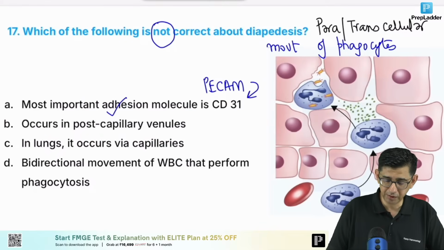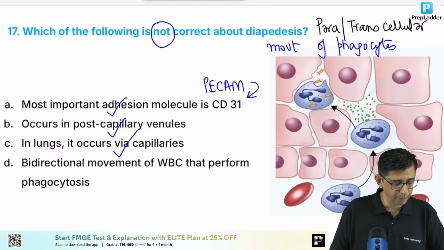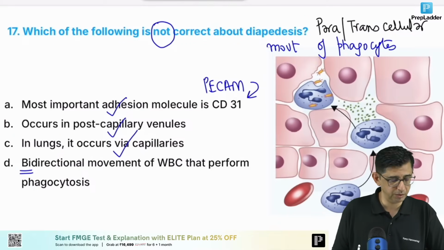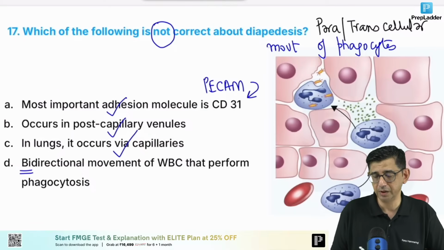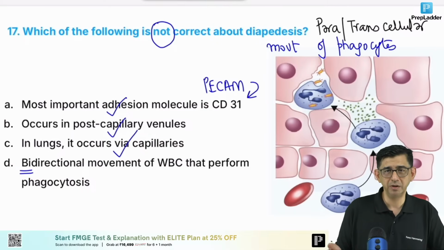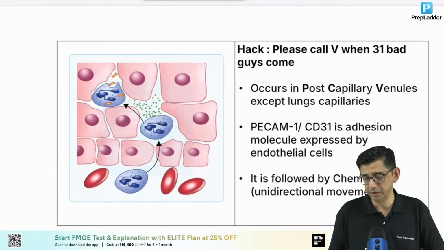So three statements are fact-based statements for this, but it is not a bi-directional movement. It is a unidirectional movement, and only one thing will happen. Either the security system will die or the bad guys will die. But it's not that the cell is going to come back into the blood vessel. So the word that has to be picked up here is, simple English, bidirectional movement of white blood cells. It's not bidirectional. I mean, the security system cell is not going to be able to come back into the blood vessel once again. The correct answer for this is option number D.